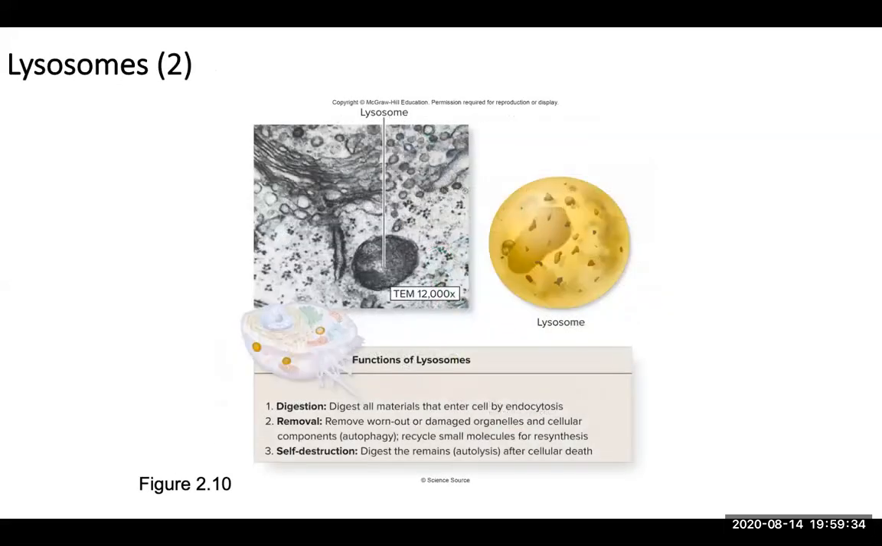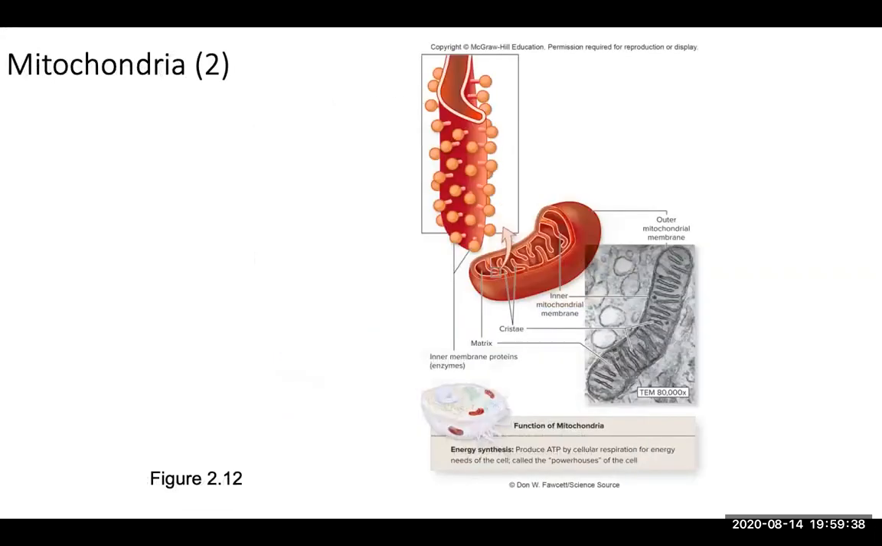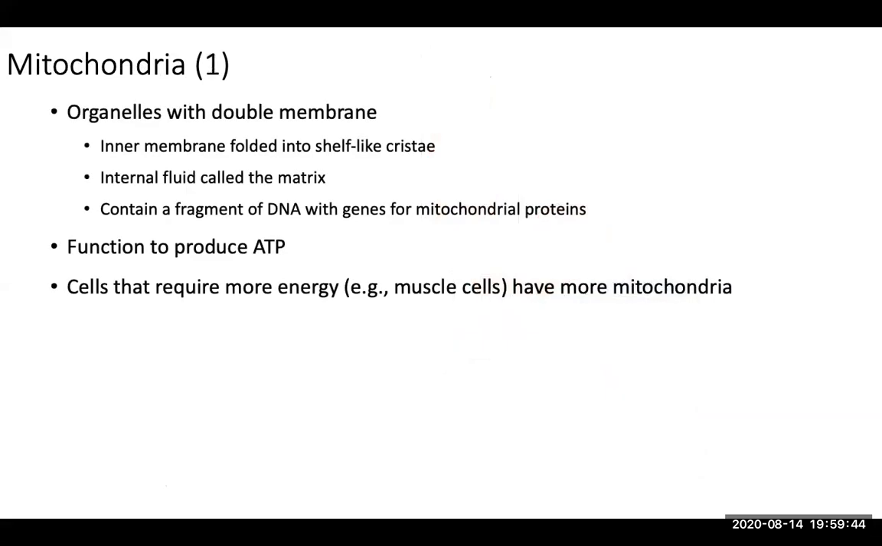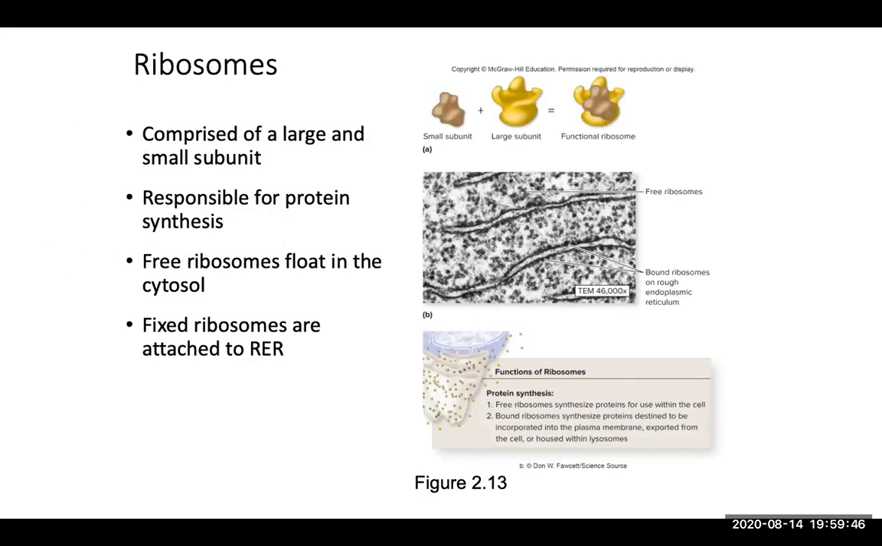Lysosomes are important in the digestion and removal of waste products in the cell. Mitochondria is the powerhouse of the cell. It creates the ATP through cellular respiration. Ribosomes are comprised of two subunits that are responsible for protein synthesis.